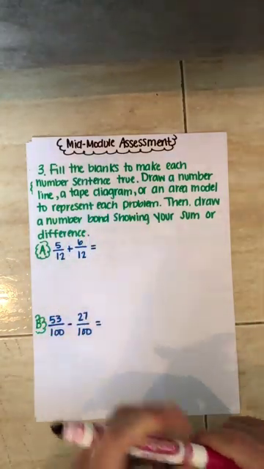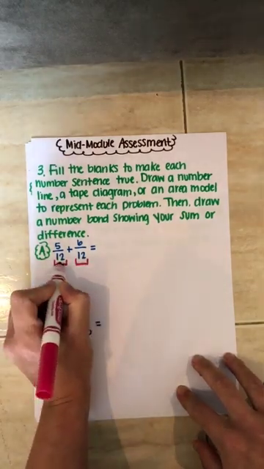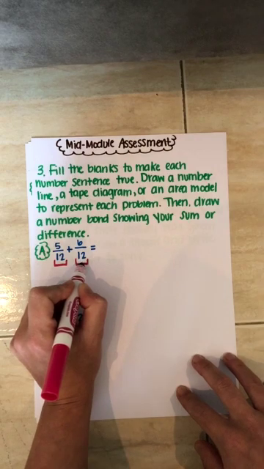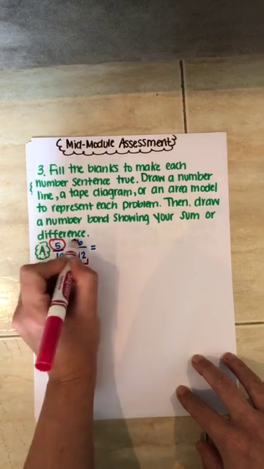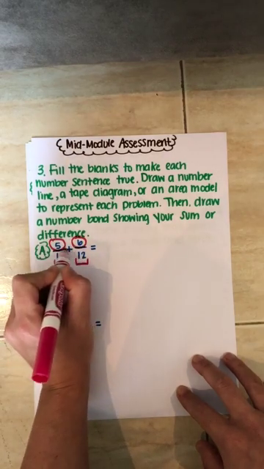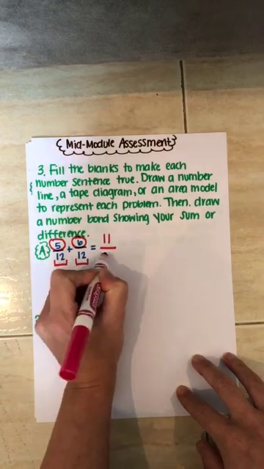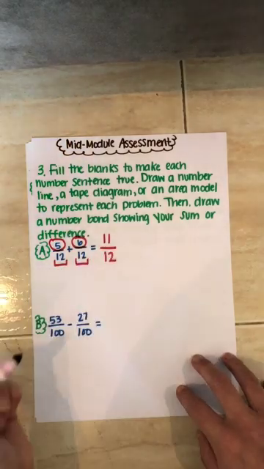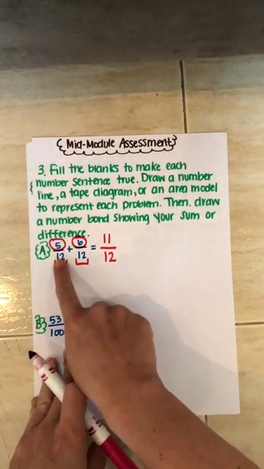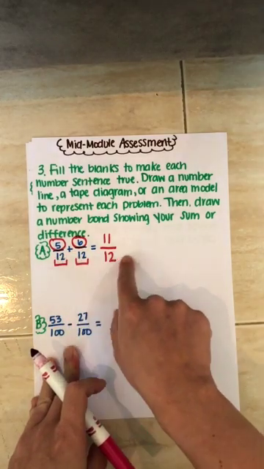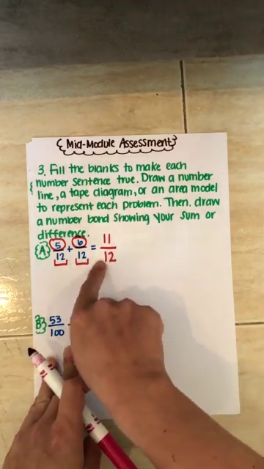our difference. Now I know because both of these fractions have like units or common denominators, I don't need to change them. I can just go ahead and add my numerators. So I'm adding 5 plus 6, which gives me 11. And my denominator stays the same. The pieces in my whole are not changing. So if we add 5 twelfths plus 6 twelfths, that gives us 11 twelfths. So I've completed my number sentence.